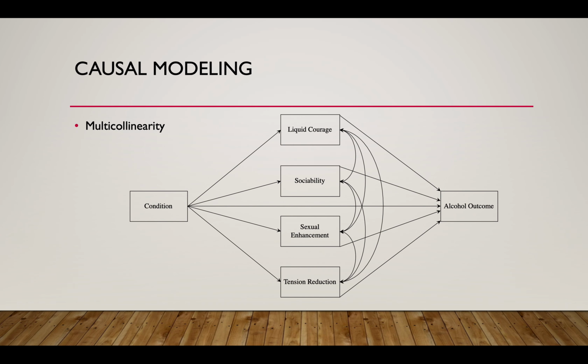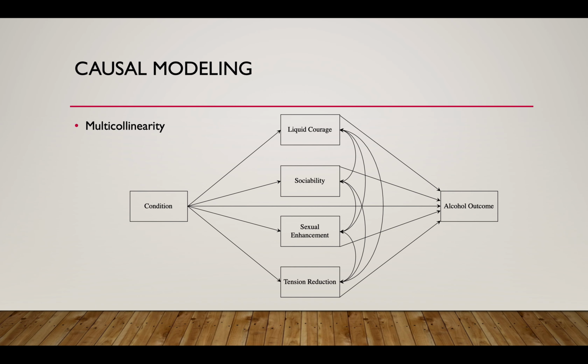All right, final thing we're going to talk about today is multicollinearity. Sometimes you run a model, and this is actually a real model that I ran looking at two different conditions, trying to change alcohol expectancies and then predicting alcohol outcomes. In this case, we had 8 different alcohol outcomes and 4 different alcohol expectancies. The alcohol expectancies were correlated very highly, sometimes as high as 0.8.